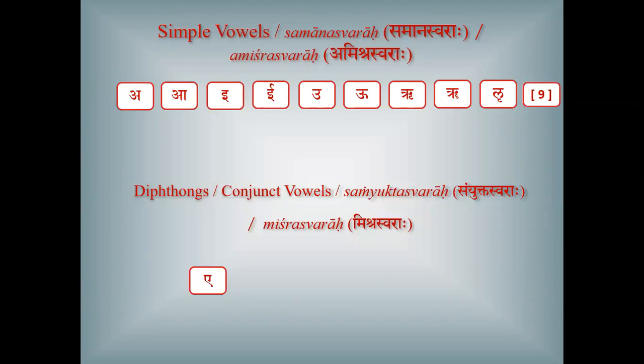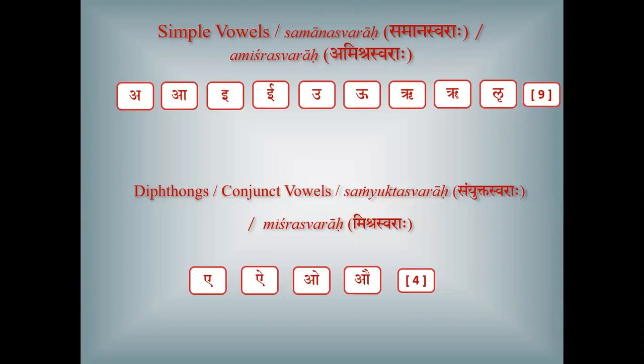Now, in conjunct vowels, all the four vowels which are going to come are long vowels. They don't have short forms. Therefore, the letters you see now are A, I, O, and Au. These four vowels are the conjunct vowels, Sanyukta Swaraha, otherwise called Mishra Swaraha.